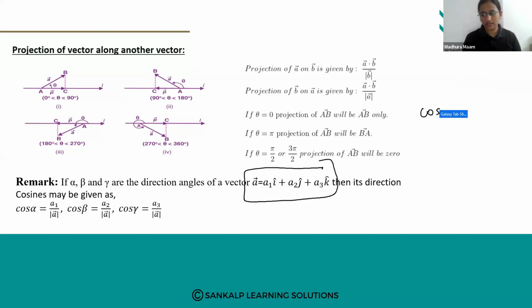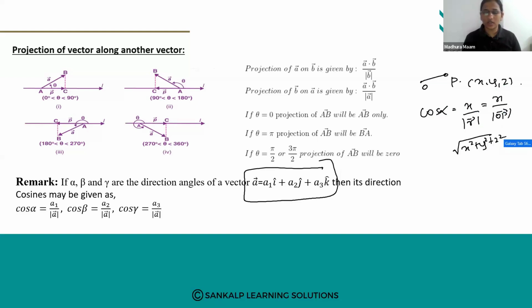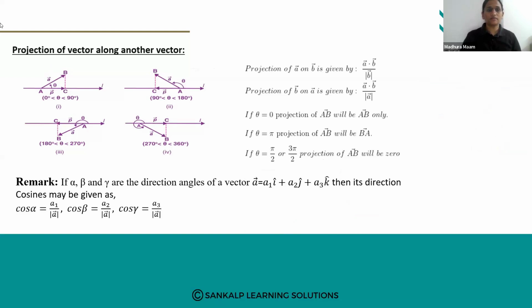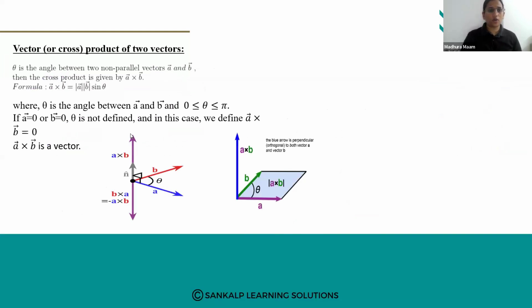Remember we had studied this. If you have a position vector with P having the scalar components x, y, z, it was given by x by r, or nothing but x by magnitude of OP. How to find magnitude of OP? Root of x square plus y square plus z square. Here also same. Magnitude of A is root of A1 square plus A2 square plus A3 square. That's very easy. So this is about your scalar product or dot product. Next, very important, cross product or vector product.